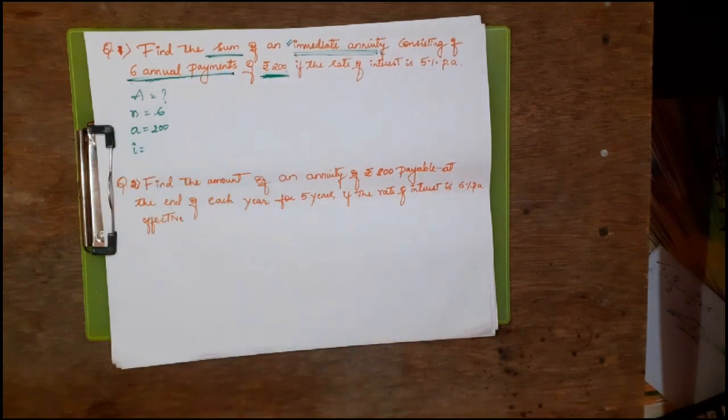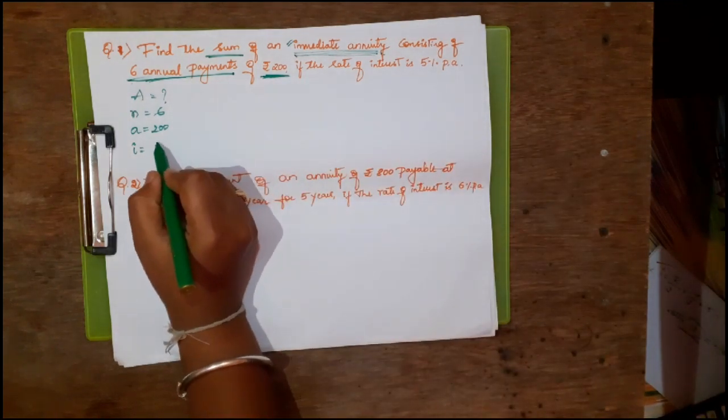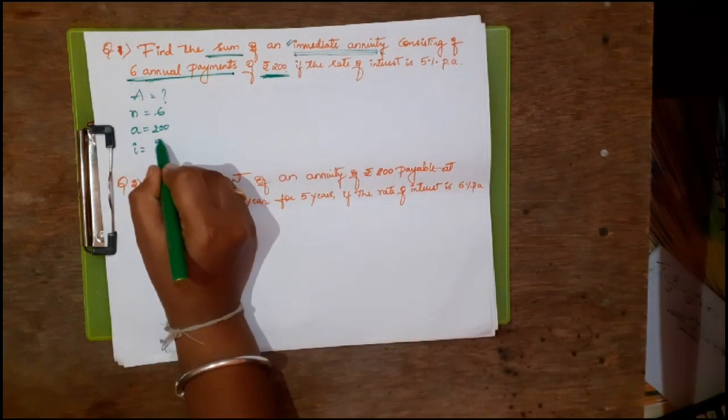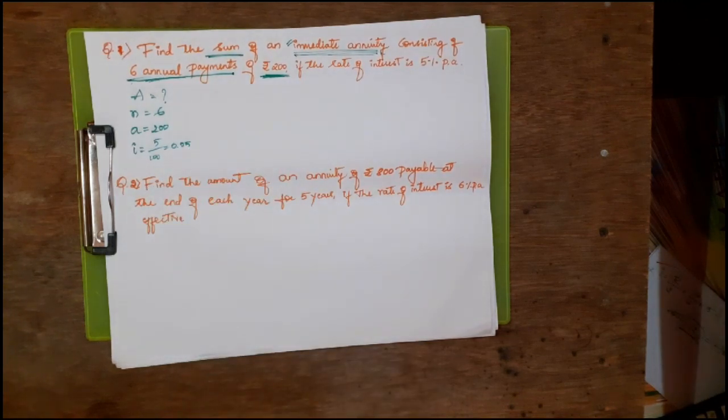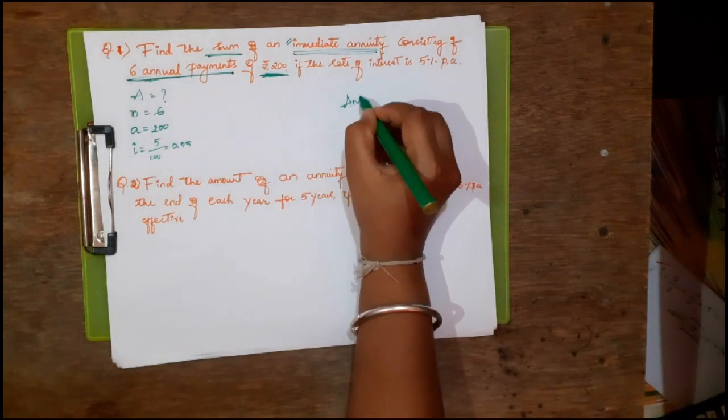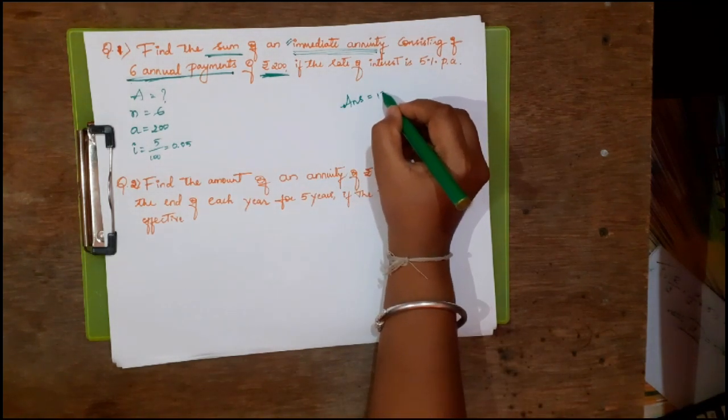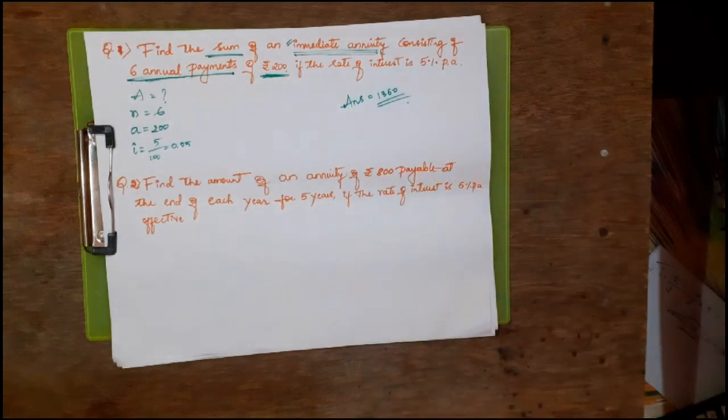So A is 200 and the rate of interest is 5%. So no adjustment with respect to n. Because of that we are taking i directly, that is 5 by 100, you will get 0.05. Okay, substitute these values in the formula, you will get the answer 1360 for this sum. Hope you can able to solve this. Okay, shall we move on to the next question?